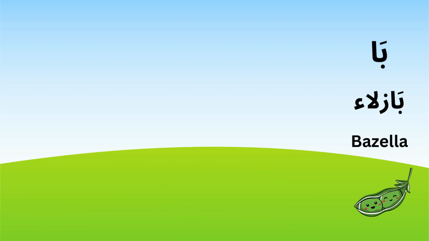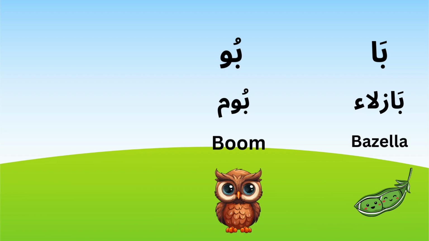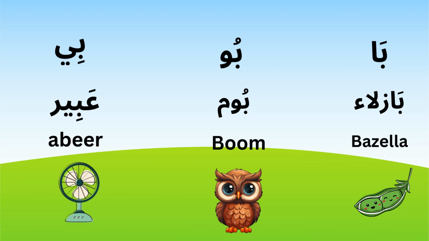Long vowels of ba. With fatha plus alif, the sound is ba. Example, bazala. With damma plus waw, the sound is boo. Example, boom. With kasra plus ya, the sound is bi. Example, abir.